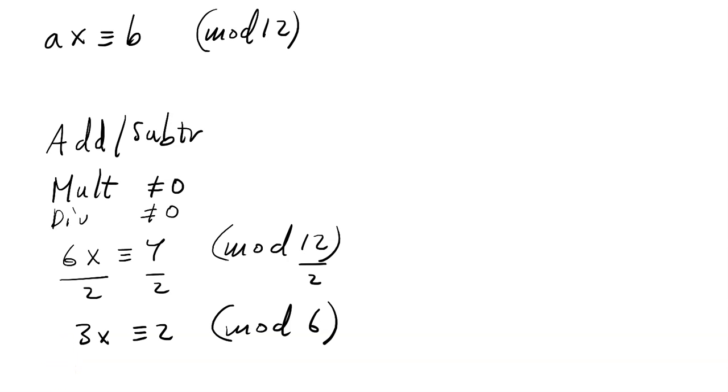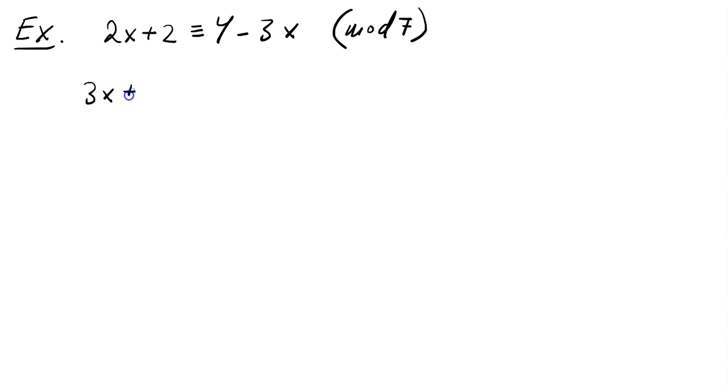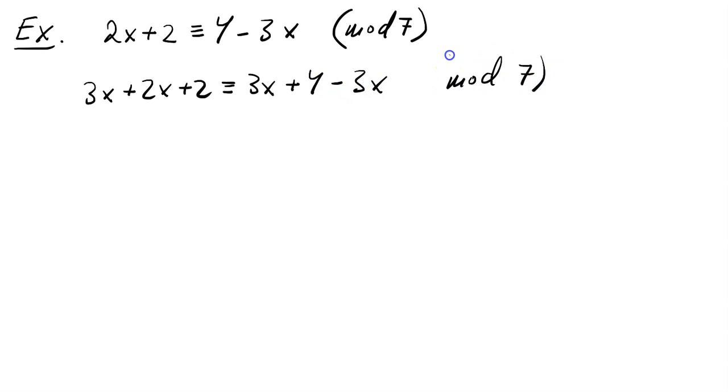Okay, so let's take some examples. We want to solve the following equation. So apart from it being modular arithmetic, this looks like a normal linear equation. Okay, so now we are allowed to add the same thing on both sides. So we can add, for example, 3x on both sides. And then we don't have to do anything with the modulo. We see here, this is 5x. And this cancels that. So we have this.